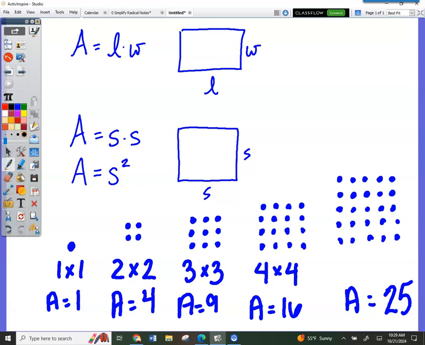It's going up. What's going up by 1? The number you multiply by. So I started with a 1 by 1, then I went to a 2 by 2, and a 3 by 3. What do you notice about these shapes? They're all squares, except for the 1 by 1, which is just a dot.